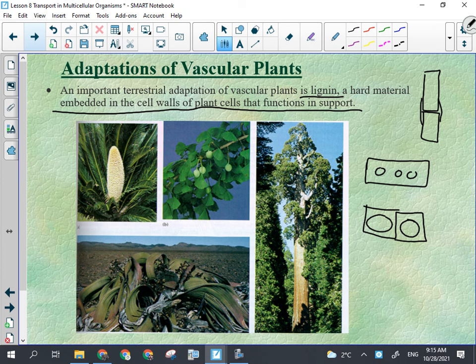Okay, so lignin, super important. That's what makes the hard parts of trees, the wood-like parts of trees. It's also important for the protection of certain types of seeds. There's lignin in pine cones, in nuts, things like that that protect a seed. It's hard, and serves that protective function. Okay. All right, questions there? Okay, so lignin is an important adaptation. Why is lignin so important? Why is it important for plants to be able to get tall?